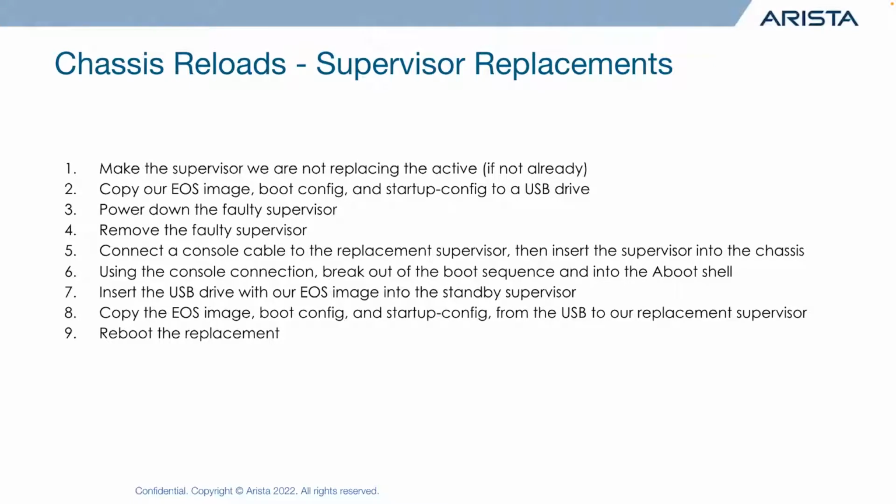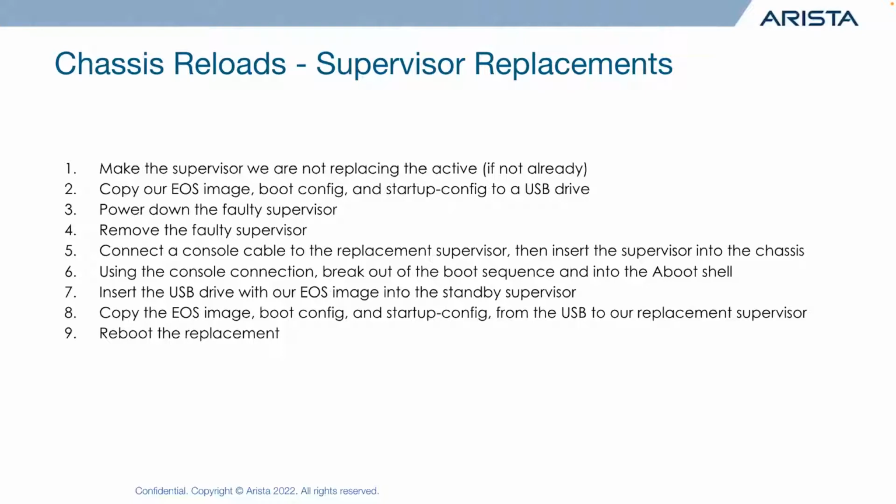And what we'll do is power down our faulty supervisor and remove it, connect a console cable to our replacement, and then slot it into our chassis to power it. Then we'll use that console connection to break out of the regular boot sequence and into the Aboot shell. We'll insert our USB drive and copy our image and our configs onto that replacement supervisor, and then we can reboot from the Aboot shell.